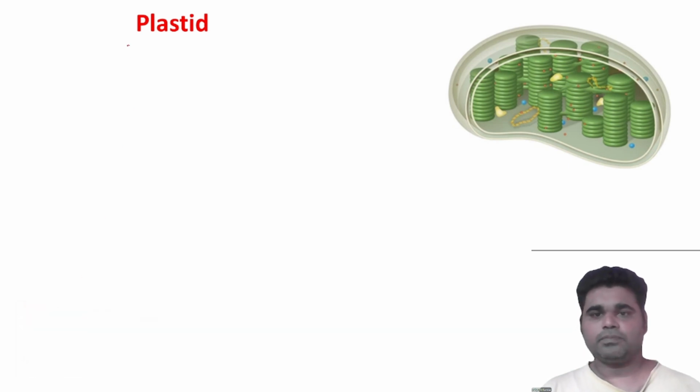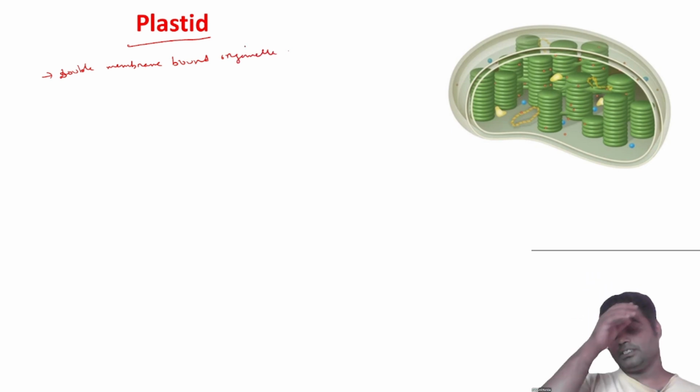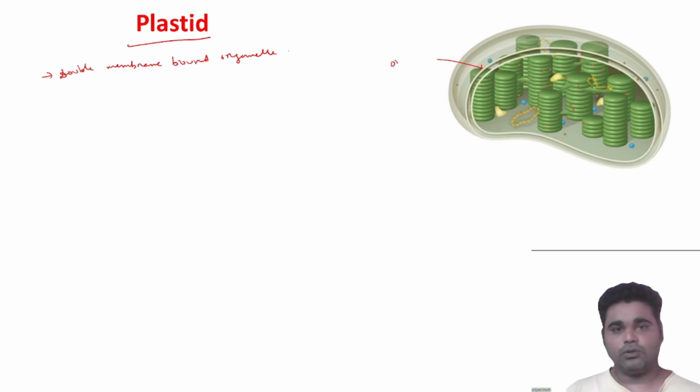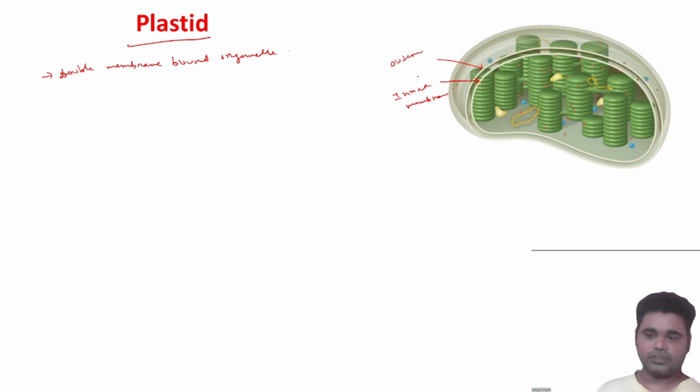Come to the structure of the plastid. The plastid is also a double membrane bound organelle. So that means it contains two membranes. Here one is called the outer membrane and another is called the inner membrane. That's why the plastid is also called a double membrane bound structure.